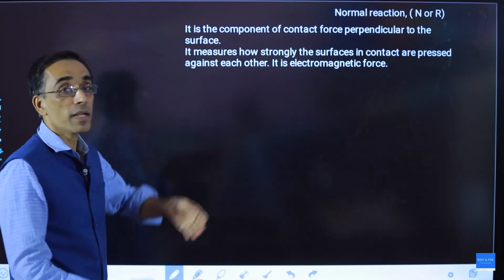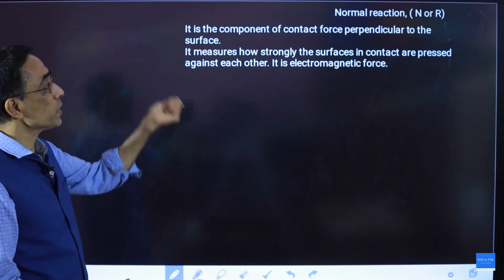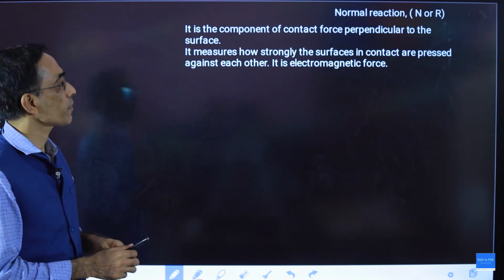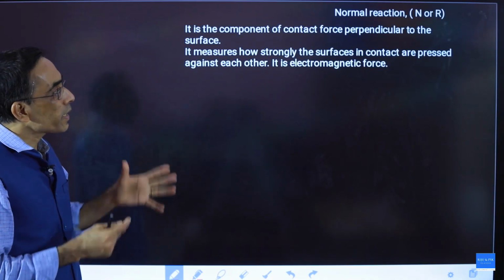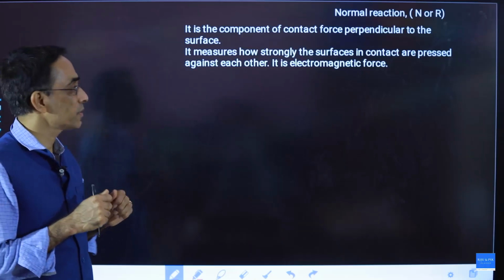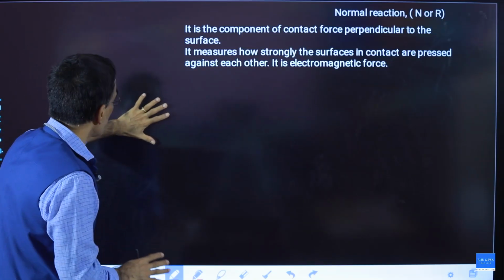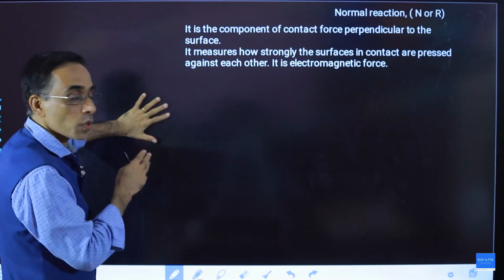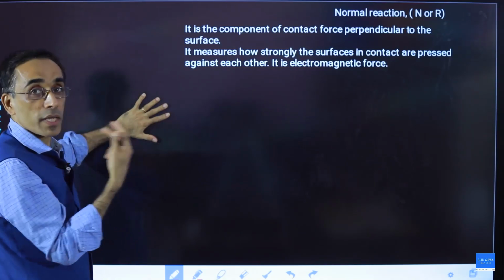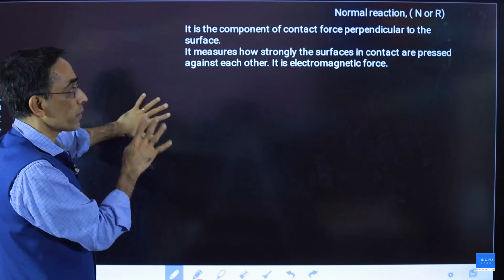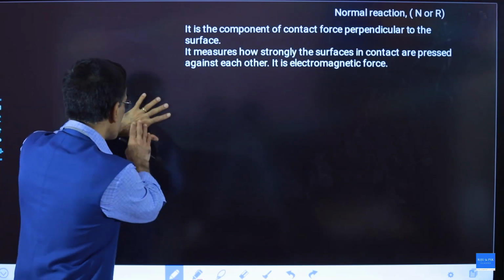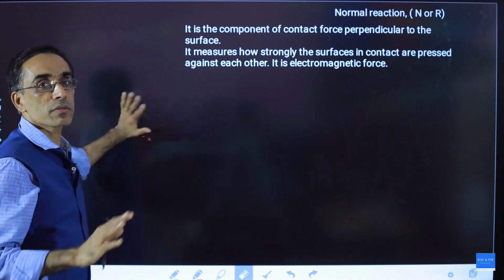So, what is normal reaction? It is a contact force perpendicular to the surface of contact. And this actually indicates how strongly they press each other. Like when I touch the board, somewhere here, I am actually pressing it. So, perpendicular to the board, I am applying a force, and perpendicular to the board, it is applying a force. This is called the normal reaction, normal force. If I press it hard, normal reaction will be more.